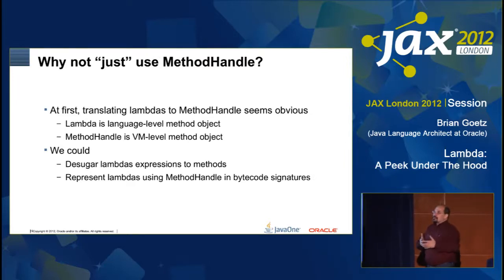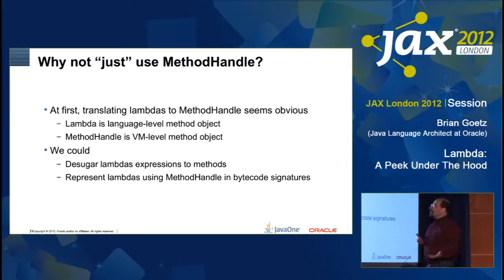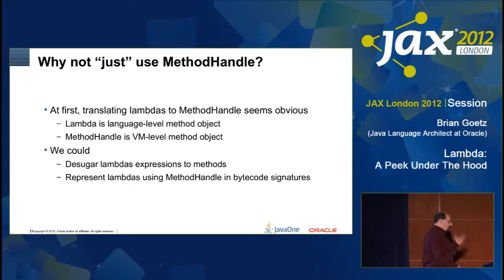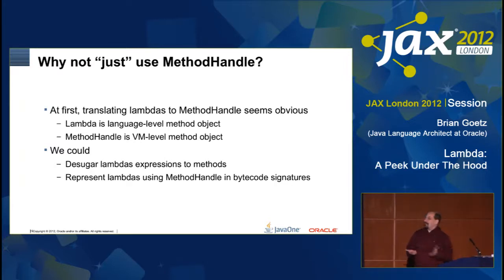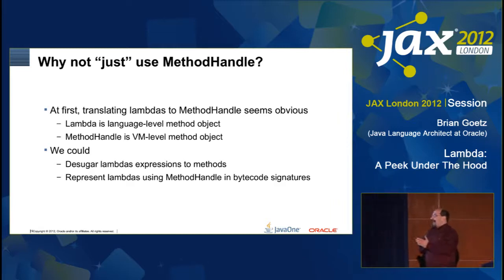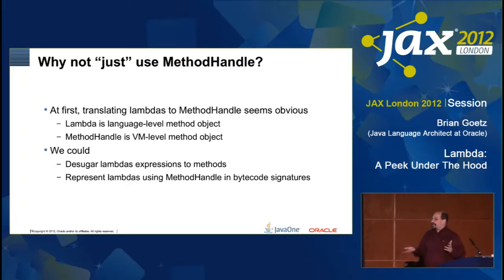Okay, so just like we said, why not just use inner classes? We might say, well, all right, why not just use method handles? Method handles are like a VM level closure. Lambda expressions are a language level closure. How could this not be a match made in heaven? So this seems like an obvious first choice, and all we would have to do is take the body of a lambda, desugar it into a method, and then if we have a method that takes a lambda, translate that as a method that just takes a method handle. And we're done, right? Maybe not in 5 minutes, but we might be done in a few days.